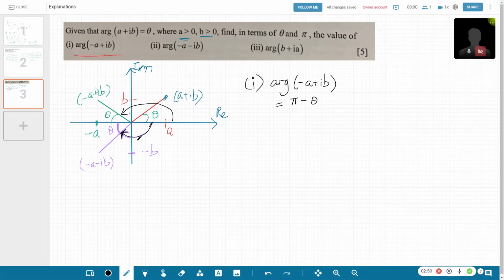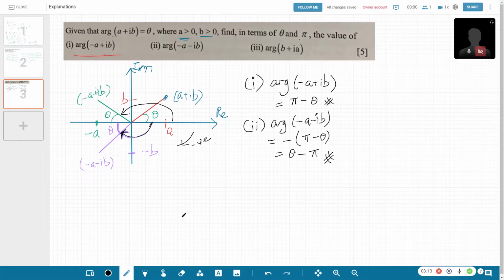But it goes in the clockwise direction, the other direction. So this direction is negative. The other direction here is positive. So for part 2, the argument of minus a minus ib is the negative of the magnitude of pi minus theta, which is theta minus pi. So that is for part 2. This is for part 1.